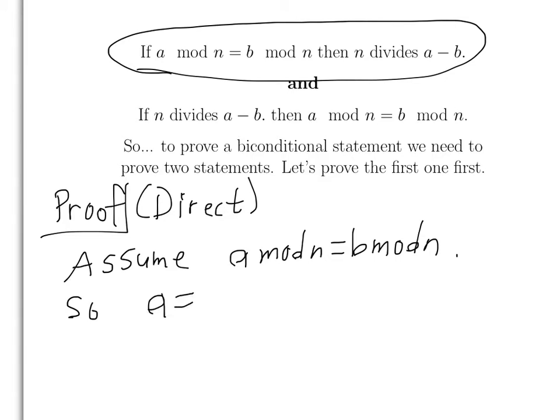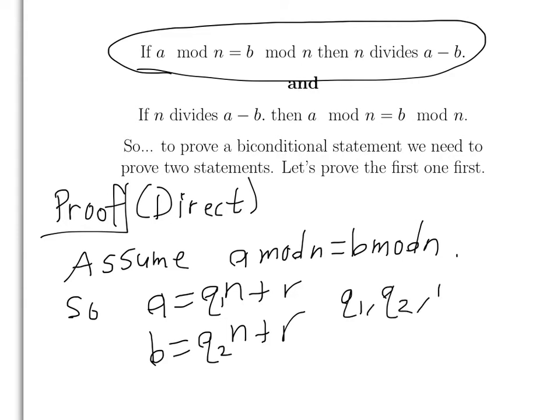if I have a being divided using the division algorithm by n, I have a equals some q1 times n plus r, and if I have b being divided using the division algorithm by n, it equals some q2 times n plus the same r. The remainders will be the same using the division algorithm. So here, q1, q2, and r are all integers. And also, 0 is less than or equal to r, which is less than n, because n's what's being divided in.